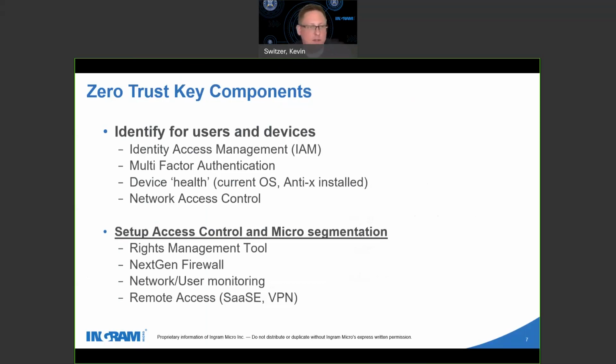The tools we need for this are things like a rights management tool. We certainly are going to want a next generation firewall in place. Also a solution for monitoring the user and the network overall, and something to manage the remote access. A very simple form of this is VPN. I would also highly encourage you to look into the SASE architecture in some of our other training videos. That is a great way to approach your remote access policies.